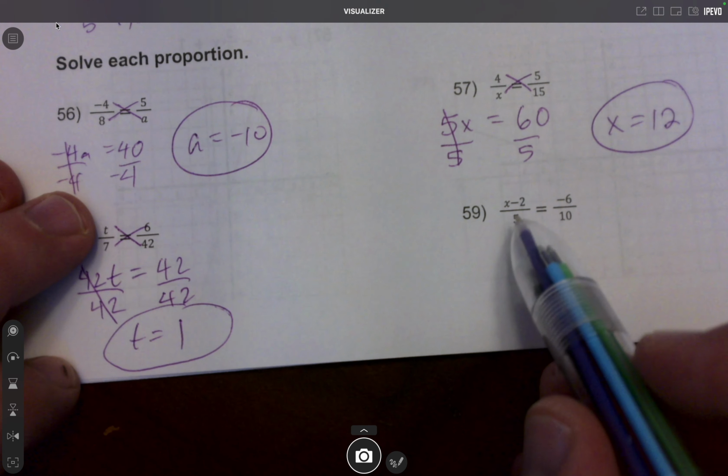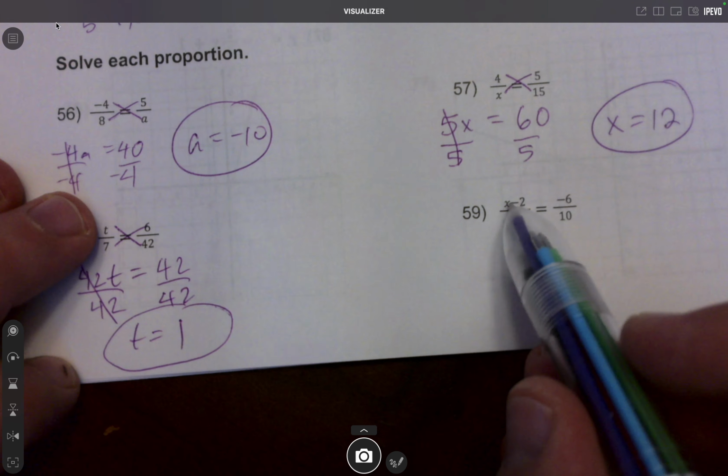Okay, 59. Due to the binomial, this thing has two terms right here. We will have a little more work to do. I think just one more step. But remember, when you multiply by the binomial, you've got to put parentheses around it, because 10 is multiplied by the whole thing, not just the x, not just the 2, but both of them.